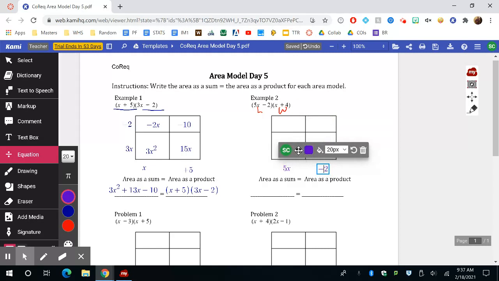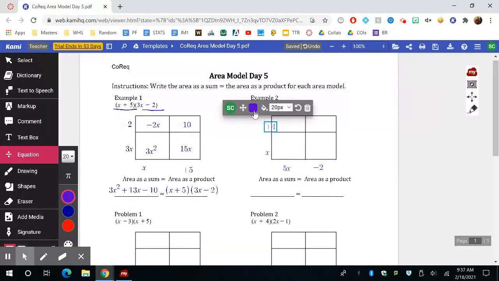It's a little bit lower. Let me move it up a little bit. Okay, so there we go. I don't think they moved that much. All right, so the next part, the width, x plus 4. Okay. Now I have the length and the width of the rectangle for the area model.